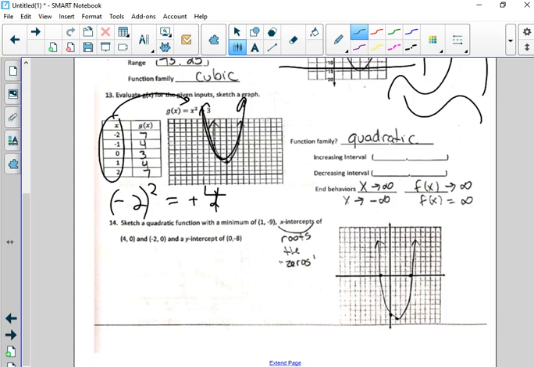Okay, remember, we did not talk about this, so don't worry about it. It is a quadratic, it's a parabola. In behaviors, as x goes positive, y goes positive. As x goes negative, y goes negative.